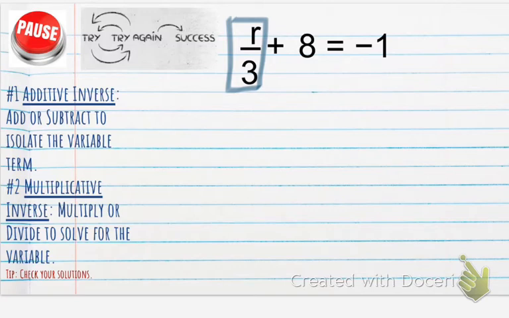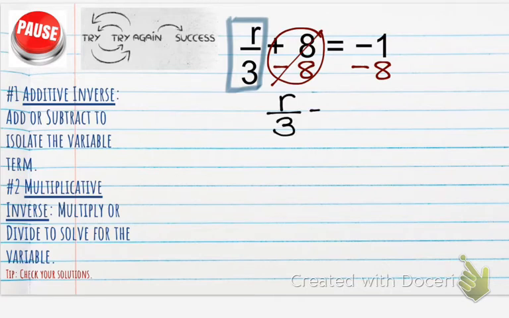Did you answer subtract an 8 to both sides? If you did, that is correct. What do you get when you add opposites? Positive 8 and negative 8. Yes, we get a 0. Now, over here we have the same sign. So what's negative 1 plus negative 8? Did you say negative 9?